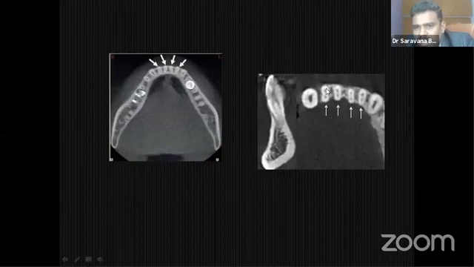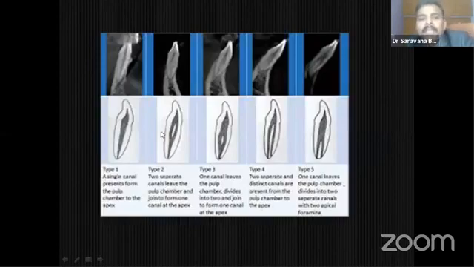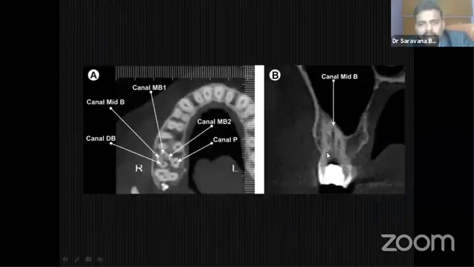Look at the axial slices. Look at the two different canals. We have to identify the two canals. We have to observe it properly. Morphological variation of the mandibular incisor: most of the time it will have two canals like this, or apically it splits like this. Okay, simply you cannot do the root canal treatment for this one.